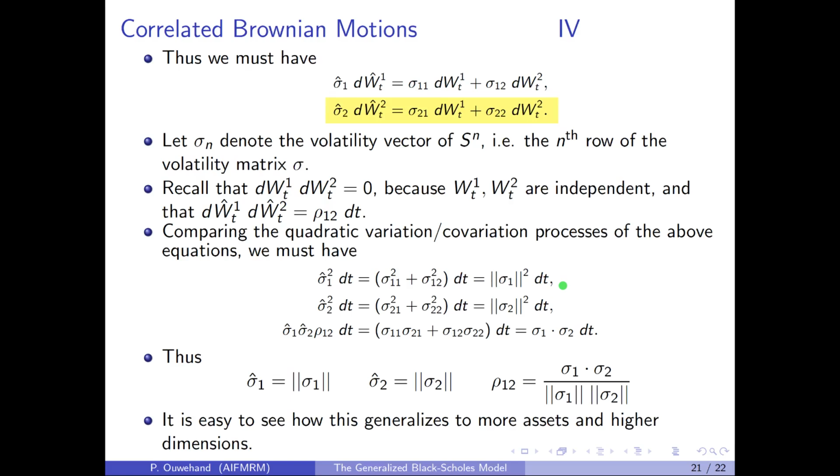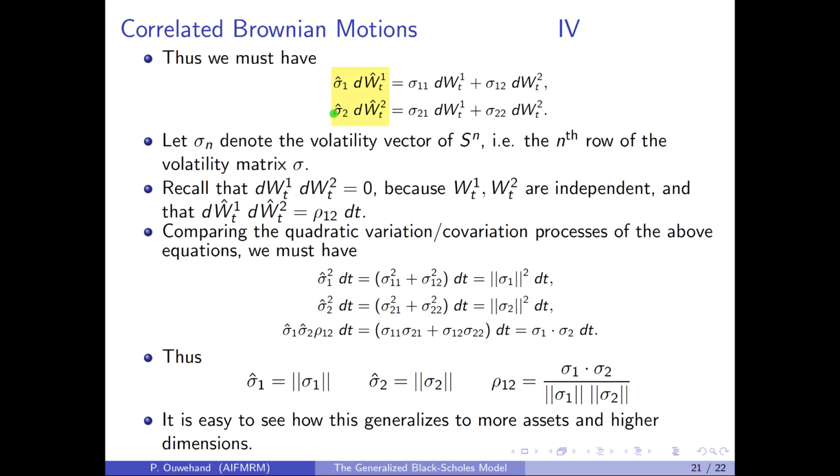In the same way, if we look at the quadratic variation of the second equation on the left and on the right, we obtain sigma 2 hat squared dt and sigma 2 1 squared plus sigma 2 2 squared dt respectively, where again this expression here is just the length squared of the volatility vector sigma 2. In other words, the length of the second row of the volatility matrix.